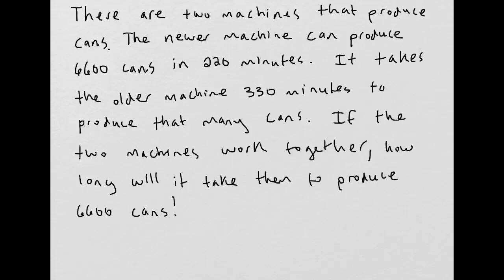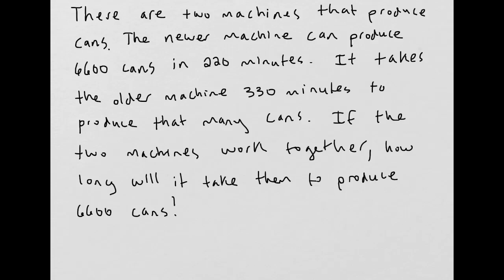There are two machines that produce 6,600 cans. The newer machine can produce 6,600 cans in 220 minutes. It takes the older machine 330 minutes to produce that many cans. If the two machines work together, how long will it take them to produce 6,600 cans?